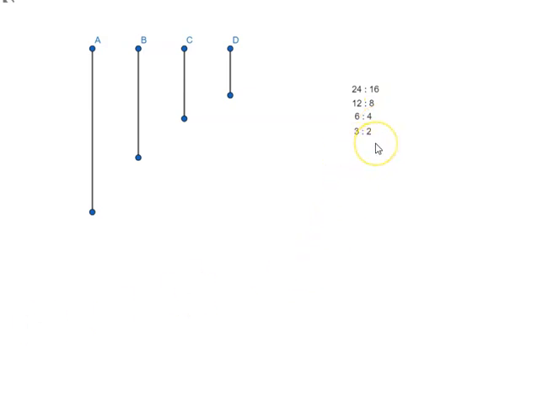We get 3 is to 2, which is relatively prime. 3 and 2 are relatively prime and they are the same ratio. So that is what this proposition is talking about. Numbers which are relatively prime are the least of those which have the same ratio. Okay, let's see how we can prove this.